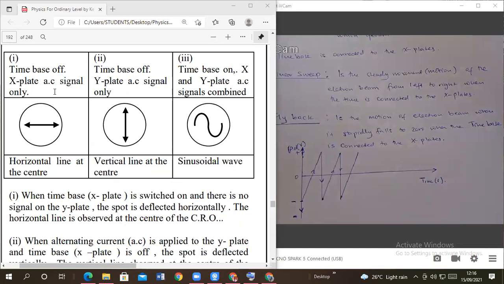Now if you don't connect the time base on the X plate, but you connect the AC, the alternating current, signal to the X plates, this is what we are likely to see. We shall see a horizontal line, and this line is due to the electron moving from one side to another, from left to right, from left to right. So let us see that.